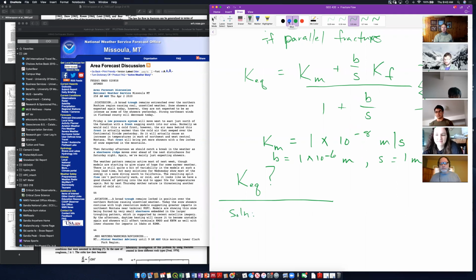So what did you guys do? We started by solving for K sub F. So we use the equation. And what did you use to do that? The equation for a single fracture. So K sub F equals density of water times gravity times B squared over 12 mu.